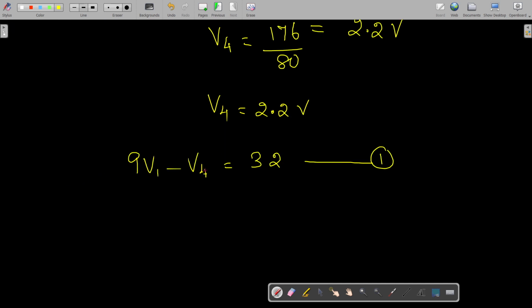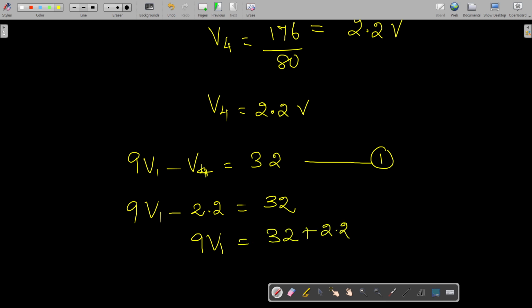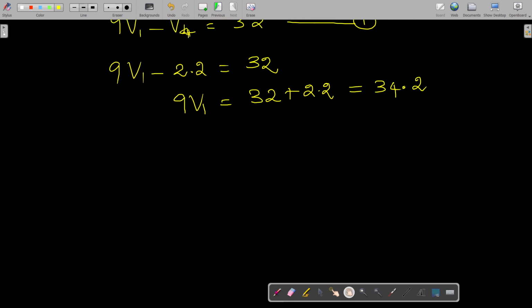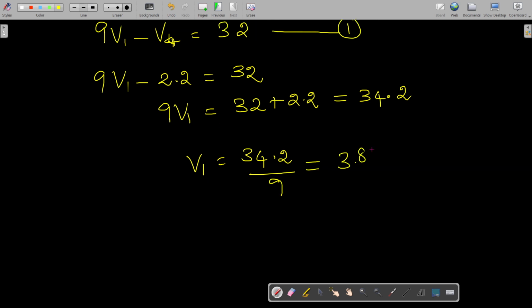Substitute the V4 value in the first equation, we get 9V1 minus 2.2 volts equal to 32. So 9V1 is equal to 32 plus 2.2, which is equal to 34.2. So V1 is equal to 34.2 divided by 9, that is equal to 3.8. So we got the second answer.